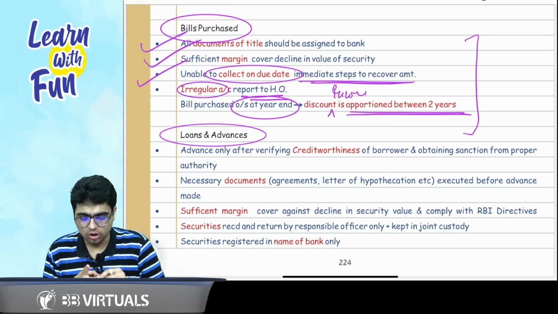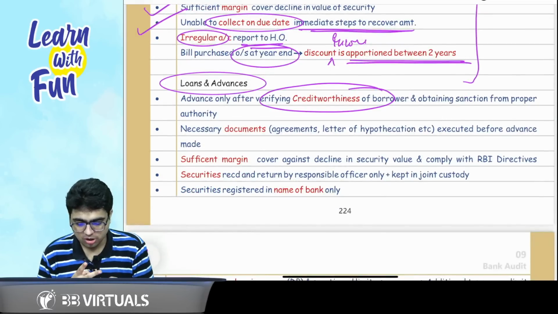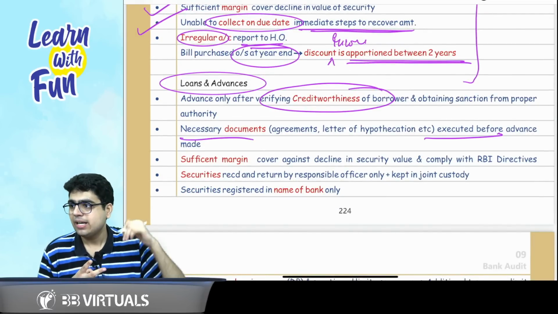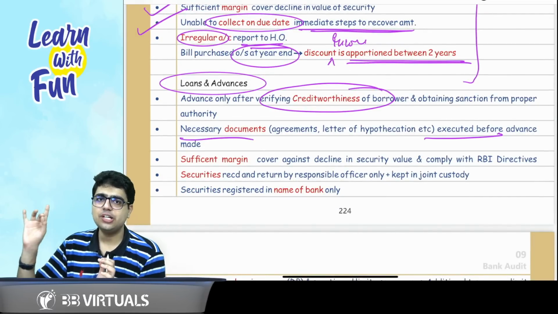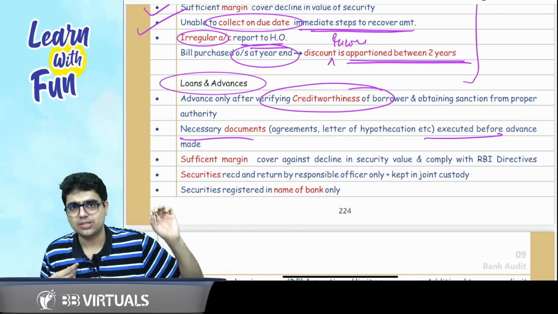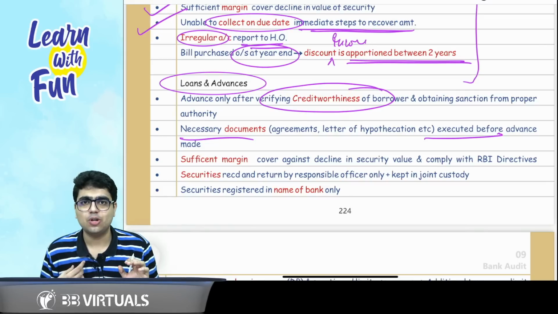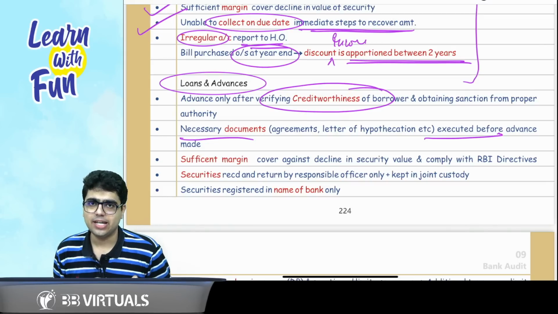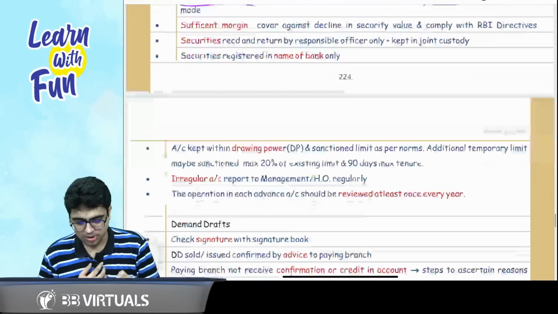Make sure all the necessary documents are executed. Then you talk about the margin. Sufficient margin should be there. Security should be received only by the responsible officer, returned only by the responsible officer, plus they should be registered in the name of the bank. Sir, we discussed about the drawing power.